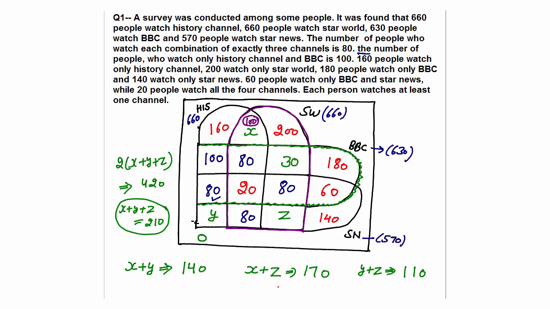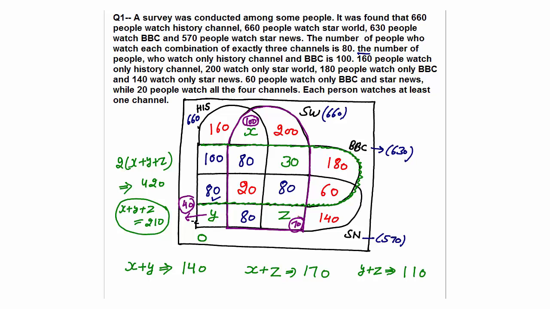I'm making a circle. Now you know that X plus Z is 170. Now what would be Y? 170 plus 40 will make 210. So Y would be 40. This Y value, I'm just making outside, this value would be 40. Y is 40. And what about Z? X plus Y is 140. So 70 would be the value of Z. Z will be 70.